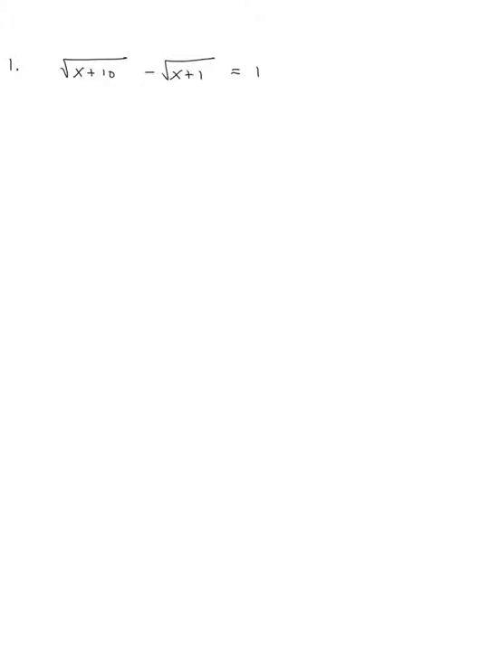To solve this root equation, I'm going to add the square root of x plus 1 to both sides of this equation, changing this to the square root of x plus 10 is equal to 1 plus the square root of x plus 1. I'm doing this because my next step is to square both sides. The left side will simplify nicely. It would just leave us with x plus 10, whereas the right side is a little bit more complicated.